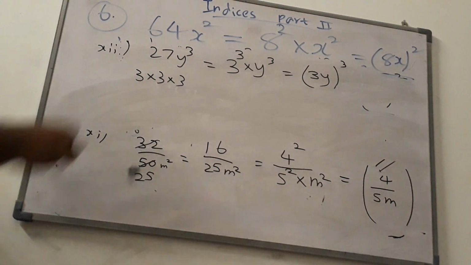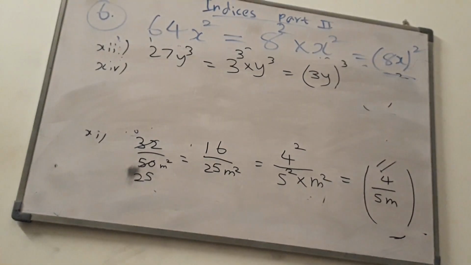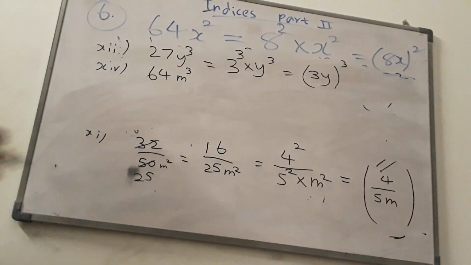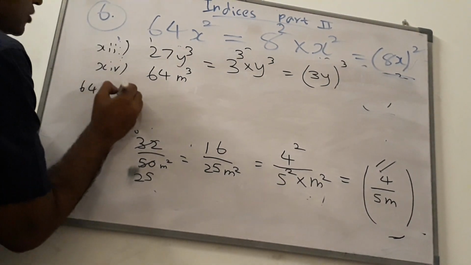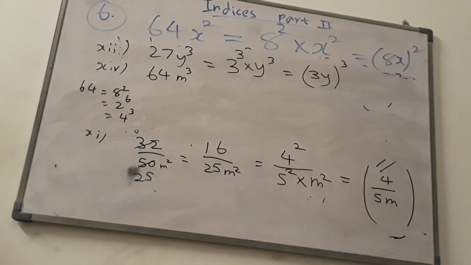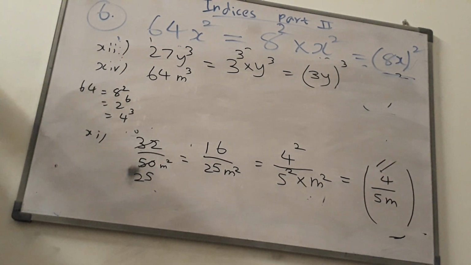Next, 64m cubed. 64 also can be written like 4 cubed. 64 can be written like 8 squared, 2 to the power 6, or 4 cubed. I gave you it in my list of the powers, and I also talked about this 64 during the same exercise a couple of minutes before.